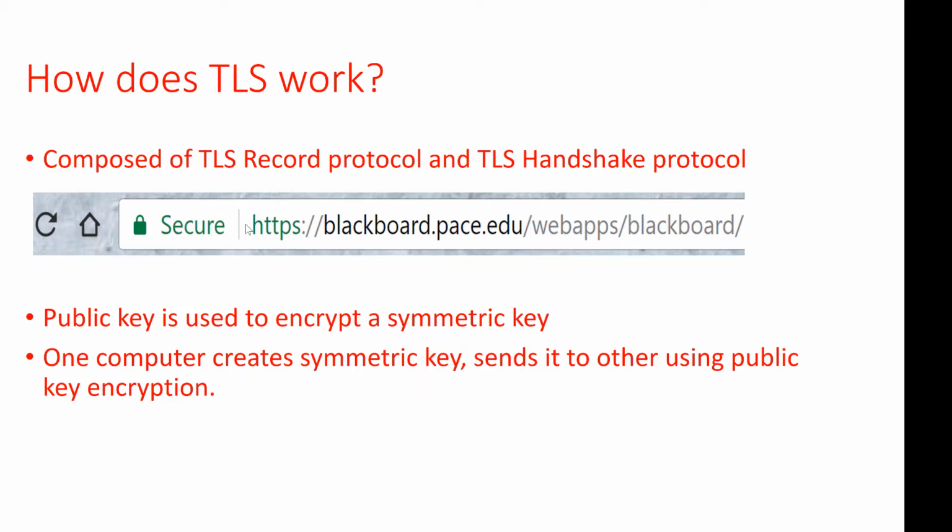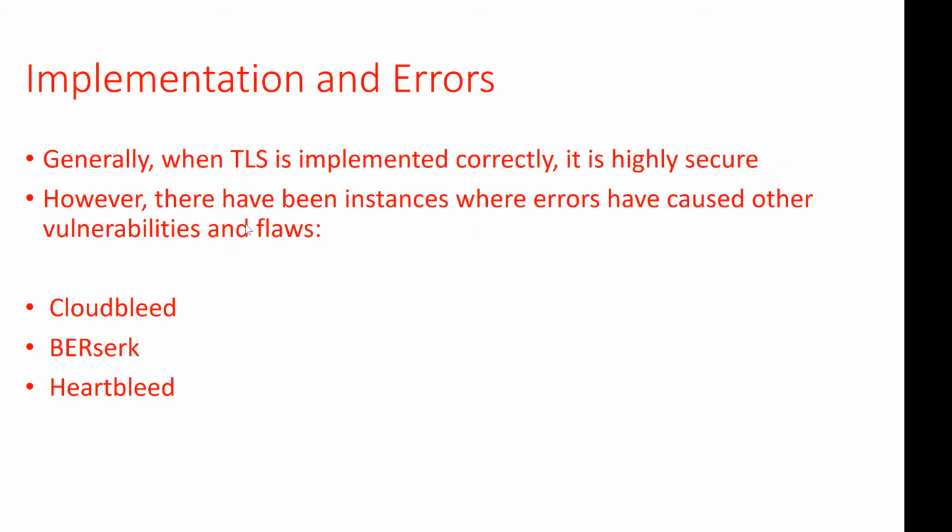Public key is used to encrypt a symmetric key, and this is usually done by the browser. One computer creates a symmetric key and sends it to the other using the public key encryption. Following this, the computers then communicate using the symmetric key encryption. Once the session is over, the keys are discarded and the process repeats itself every time the communication needs to be opened. Here's the implementation and some of the errors that have occurred with TLS.